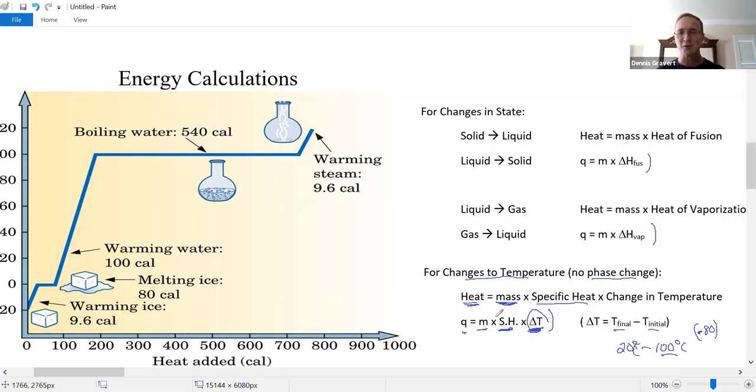I don't know why it's called Q. Chemists and physicists just decided on the Q. I'm not sure about the physicists. Anyways, chemists like Q for heat.